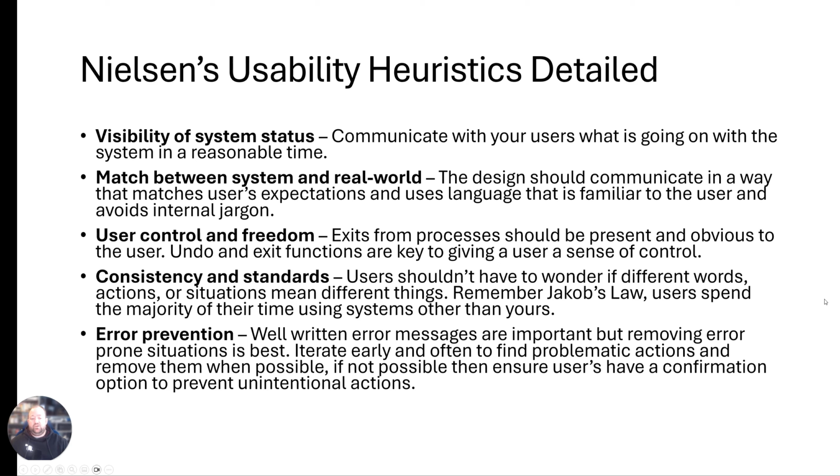Consistency and standards, so users shouldn't have to wonder if different words, actions, or situations mean different things. So remember Jakob's law. Error prevention. So well-written error messages are important, but removing error-prone situations is best. You need to iterate often and early to find actions that are not working well, either interactions. You'd refer to an interaction design text like About Face or something to help guide that. But you will identify those from your users. Either they will tell you this doesn't work right, or you will notice that they're not being successful. And you want to capture that as best you can.